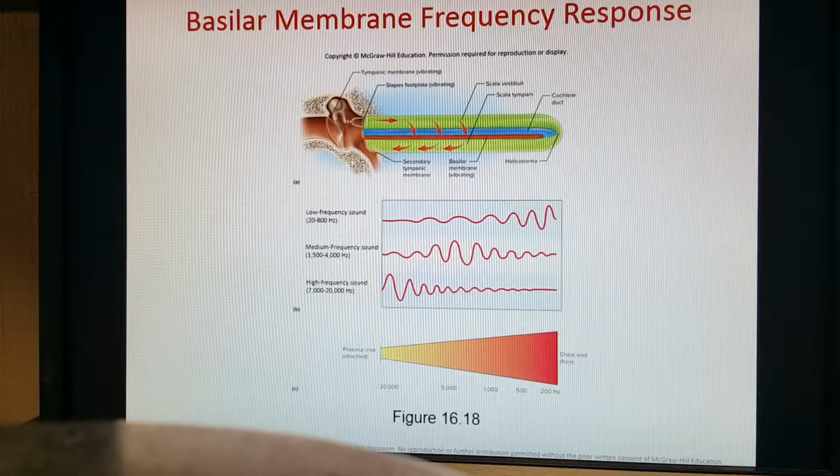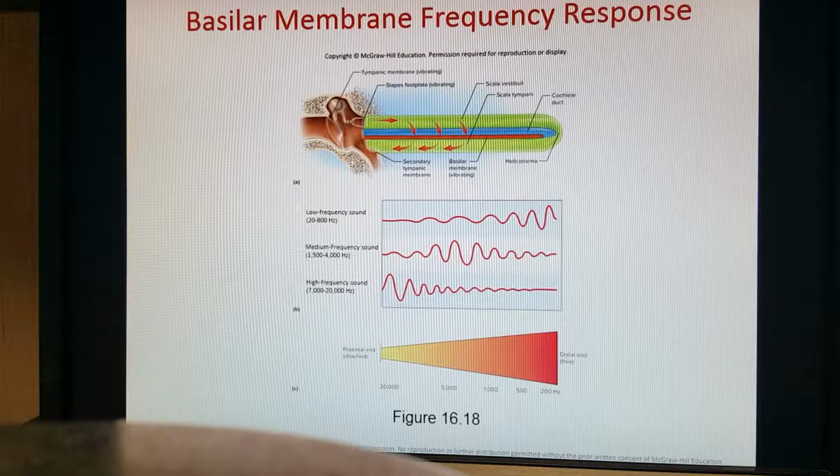Different parts of your basilar membrane will vibrate or move depending on the frequency of the sound, so the pitch of the sound. This is how your cochlea is able to determine the frequency or the pitch of the sound. Just like your touch mapping has a specific location, your sound mapping also has a particular location for where that sound is responding.